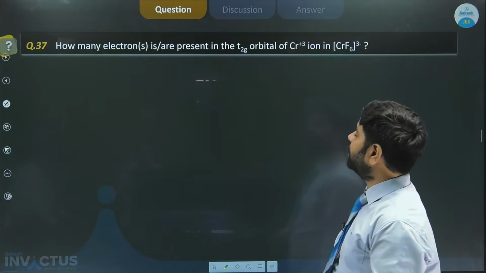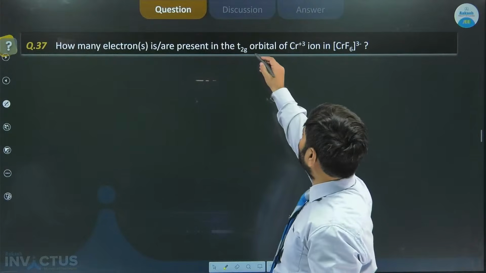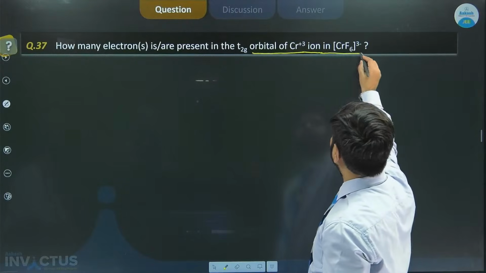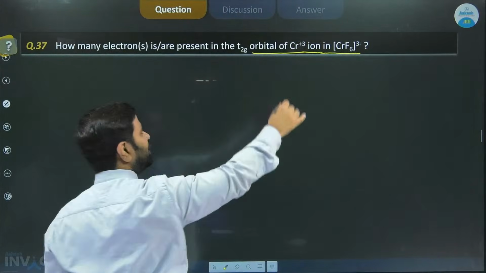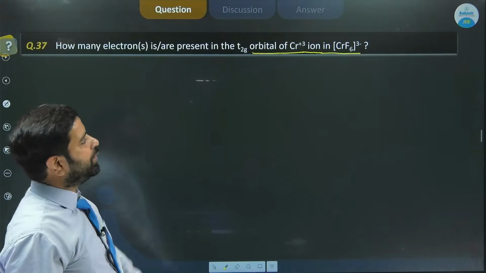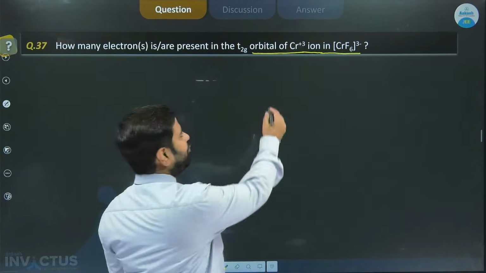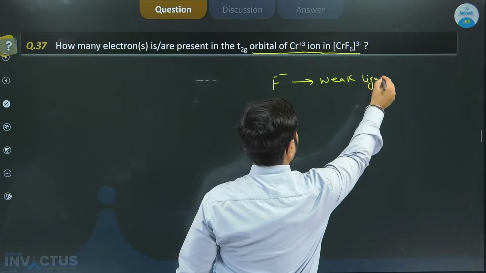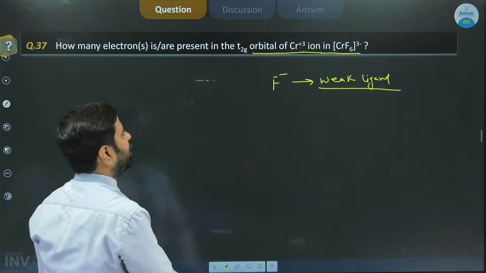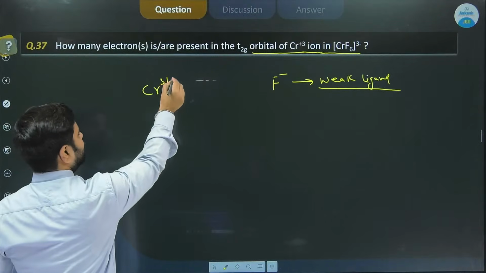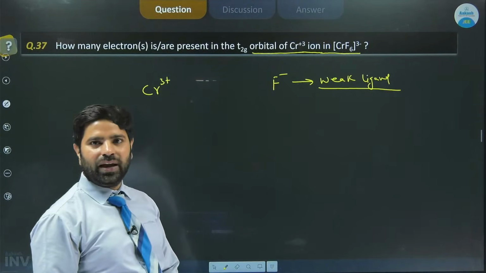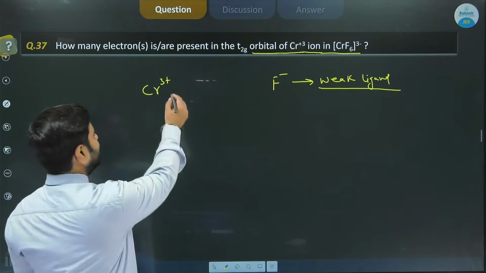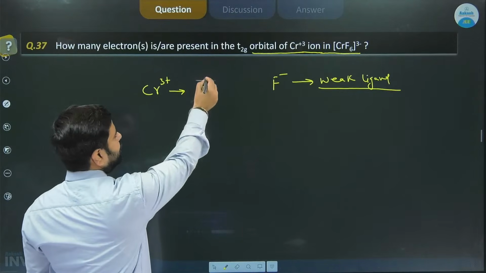Question number 37. How many electrons are present in the t2g orbital of Cr3+ in this complex? So we can simply see that this is a high spin complex because F minus is a weak ligand. What is the oxidation state of chromium here? Chromium is in +3 oxidation state. And what is the ground state configuration of chromium? 3d5 4s1.